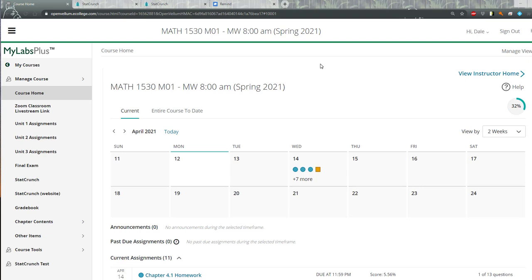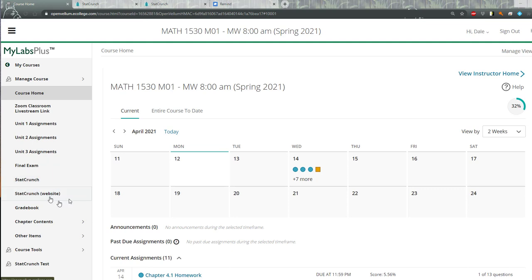I wanted to go over today an example of how you do confidence intervals using StatCrunch. However, before we do that, I want to do one thing regarding StatCrunch. A lot of times in the homework, I've noticed that StatCrunch may not open directly from your homework assignments.